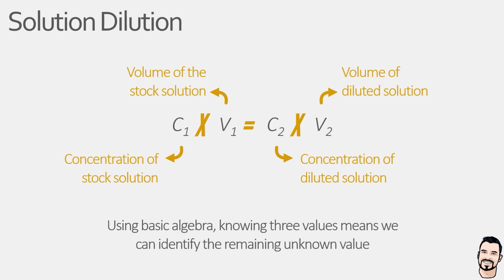Now, one of the most common scenarios where we use this equation is when we buy in a stock solution from an external company that has a relatively high concentration, but we need a specific volume at a lower concentration for a particular experiment, and so quite often it's easy to identify the three pieces of information. Now, to help make sense of all this, we're going to look at two different examples.